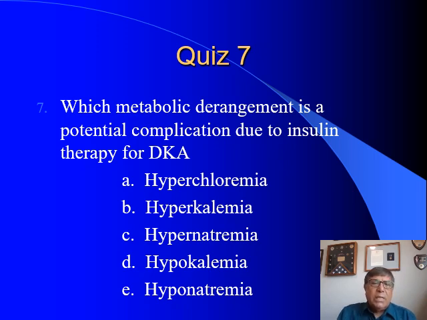Which metabolic derangement is a potential complication due to the insulin therapy for diabetic ketoacidosis? Hyperchloremia, hyperkalemia, hypernatremia, hypokalemia, or hyponatremia? The answer is D, because once you start the insulin therapy, it pushes the potassium back into the cell, and there is also diuresis of potassium through the urine, and therefore there is a significant risk of hypokalemia if one is not being careful.